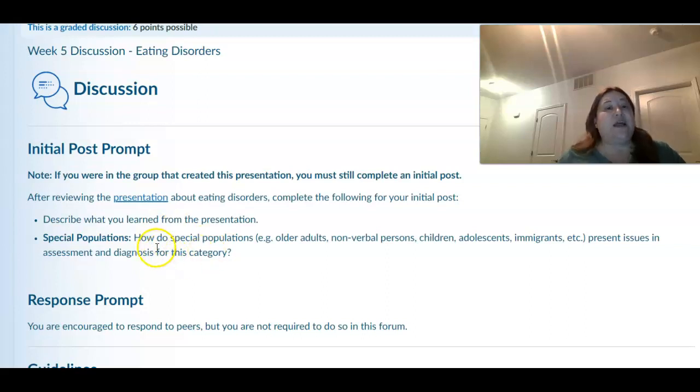That'll be here. So in other words, in the week 5 discussion on eating disorders, you're going to describe what you learned from your peers in their presentation, as well as answer this question: how do special populations, i.e. older adults, nonverbal individuals, children, adolescents, immigrants, etc., present issues in assessment and diagnosis for this category, eating disorders? Okay, so I hope that makes sense. And so then there's similar for week 5 on gender dysphoria, and week 6 on neurocognitive disorders.